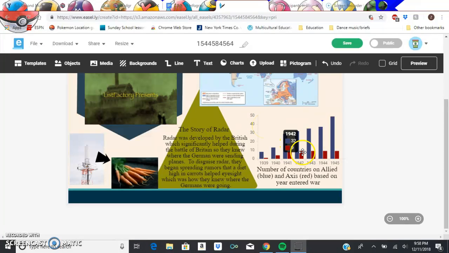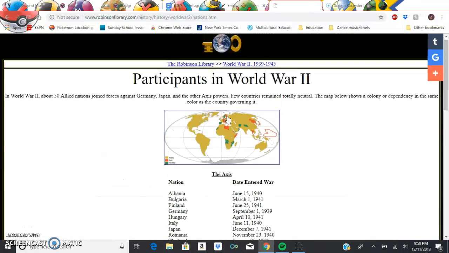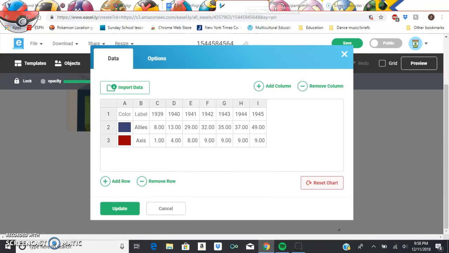Alright, so trying to edit this. I actually already kind of edited the data that I needed because I didn't realize that I had to do this. But mine is an infographic kind of around World War II, kind of talking about different technology. So this chart shows the number of countries that were on the Allied side compared to the Axis side, based on what year they entered. So I found a website that has all the kind of participants and when they entered the war based on what year. So I just went through and totaled them up.